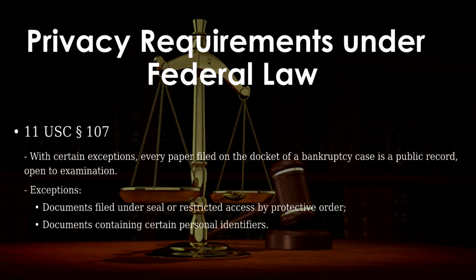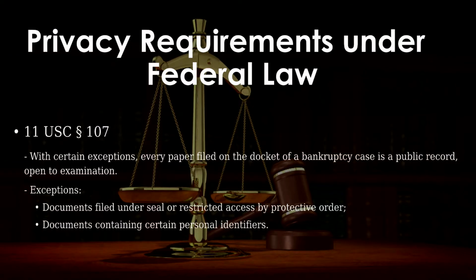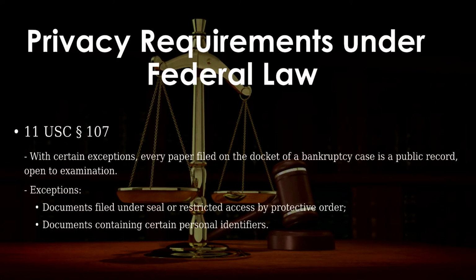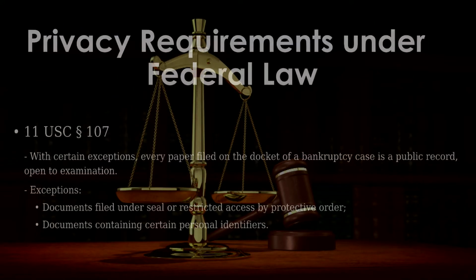11 U.S.C. 107. With certain exceptions, every paper filed on the docket of a bankruptcy case is a public record open to examination. Exceptions: documents filed under seal or restricted access by protective order, and documents containing certain personal identifiers.